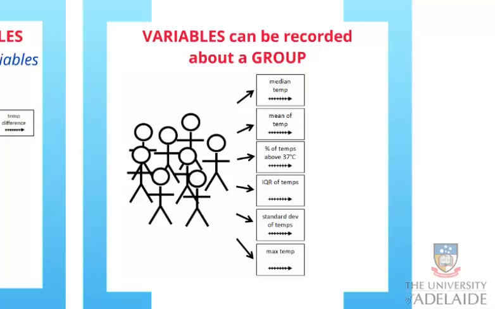Variables can be recorded about a group. We've had variables on each subject, but we can take the information about the whole group and write down a variable that belongs to the whole group. So now my subject, in inverted commas, is the group itself.